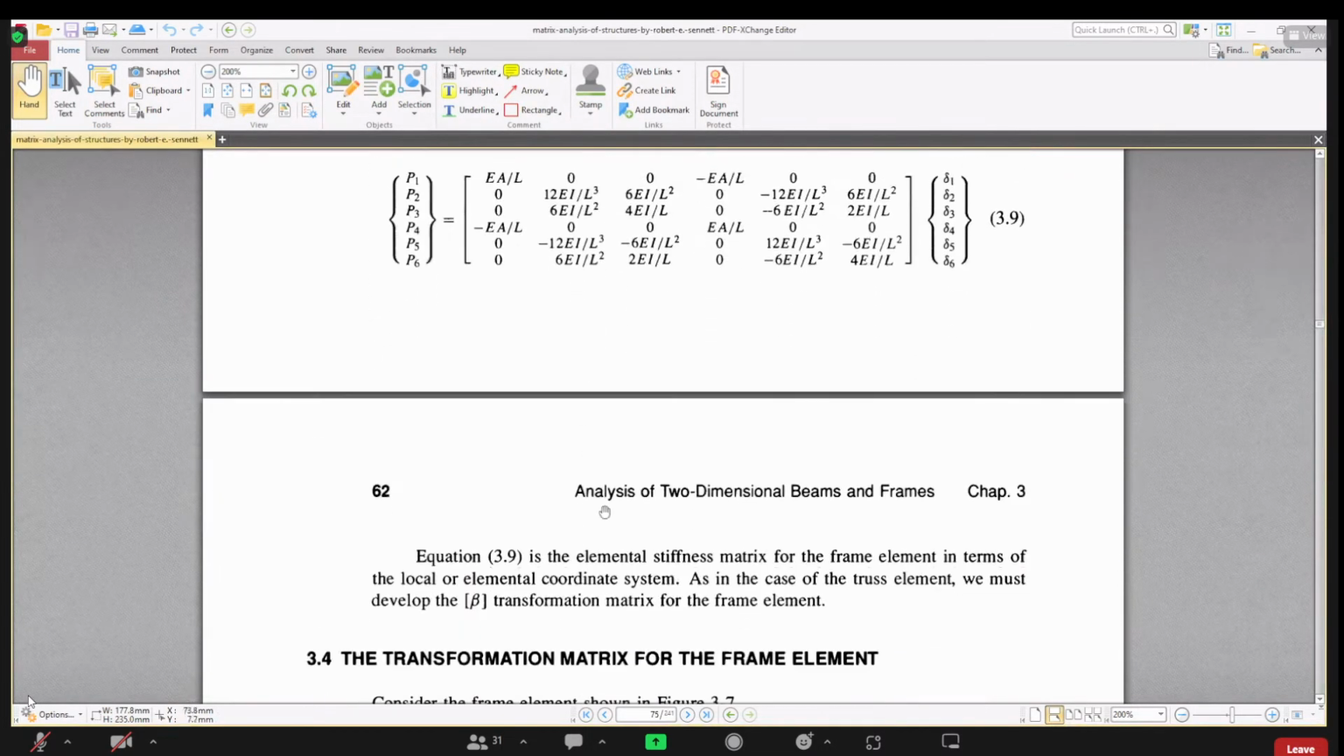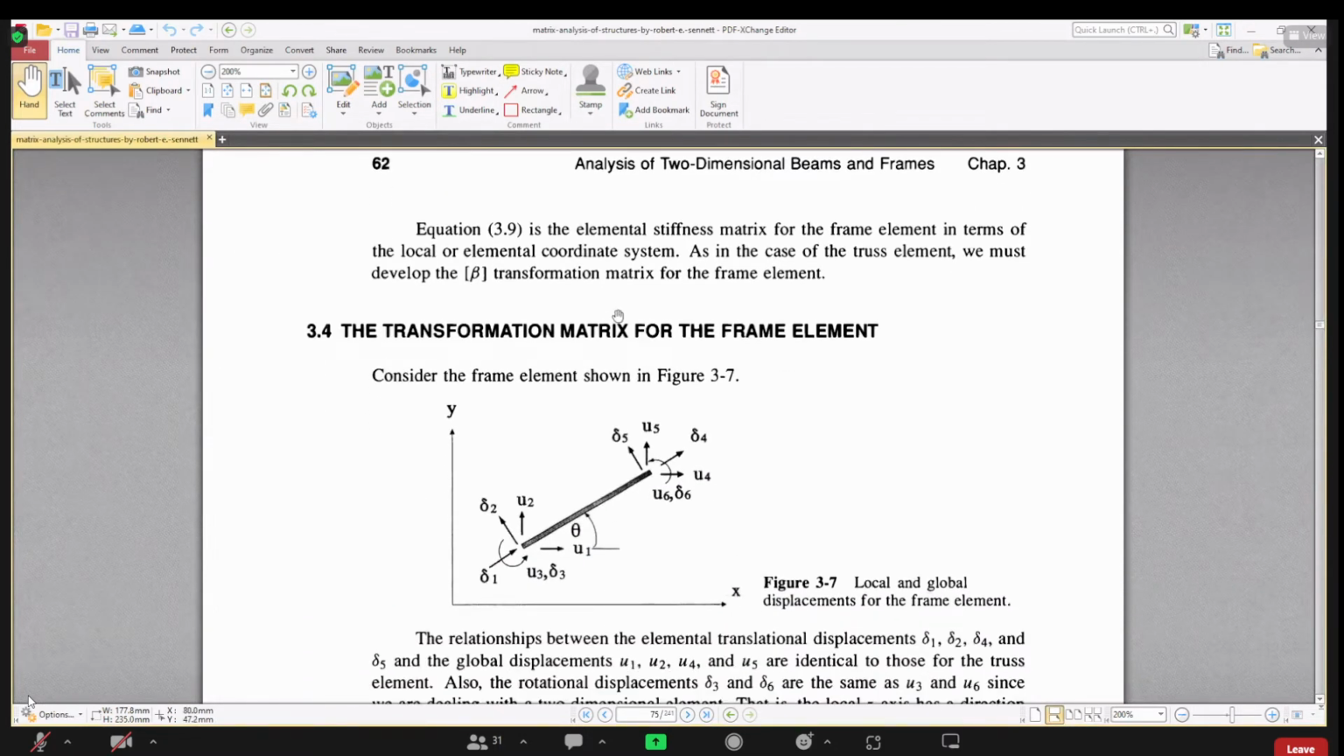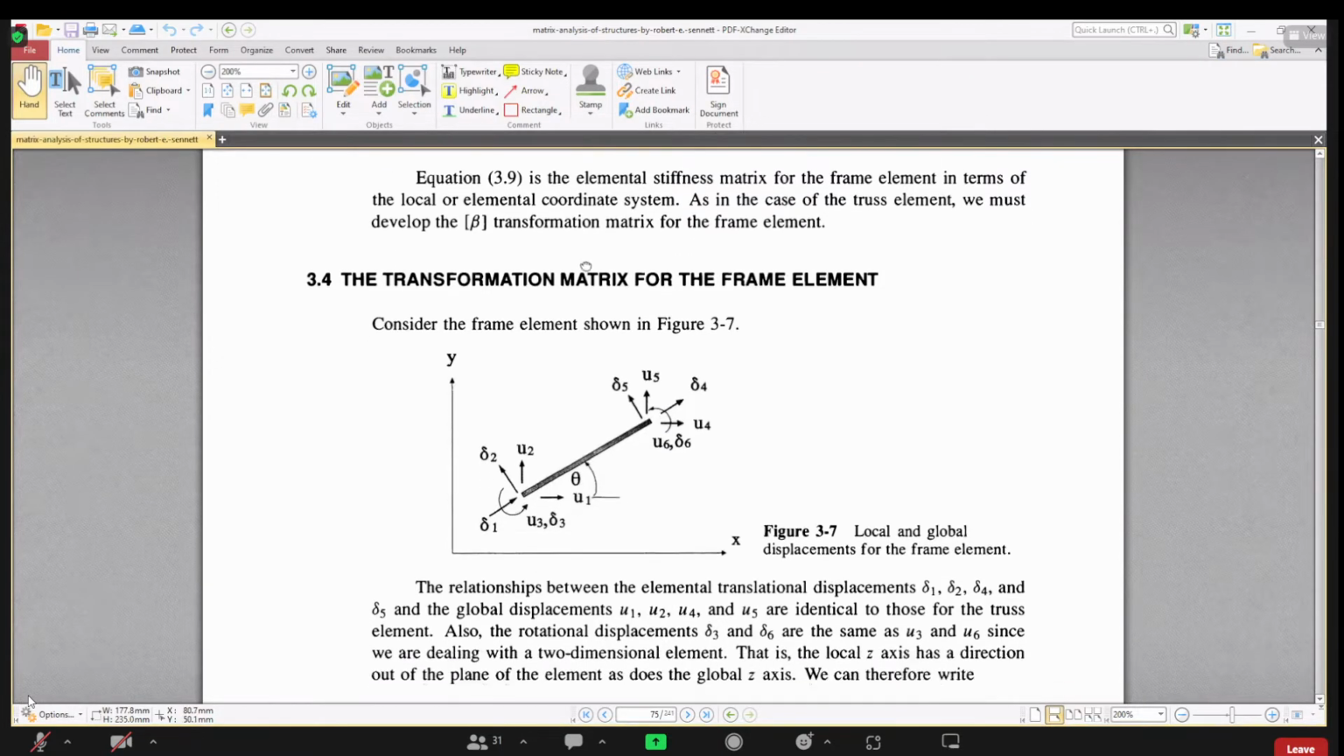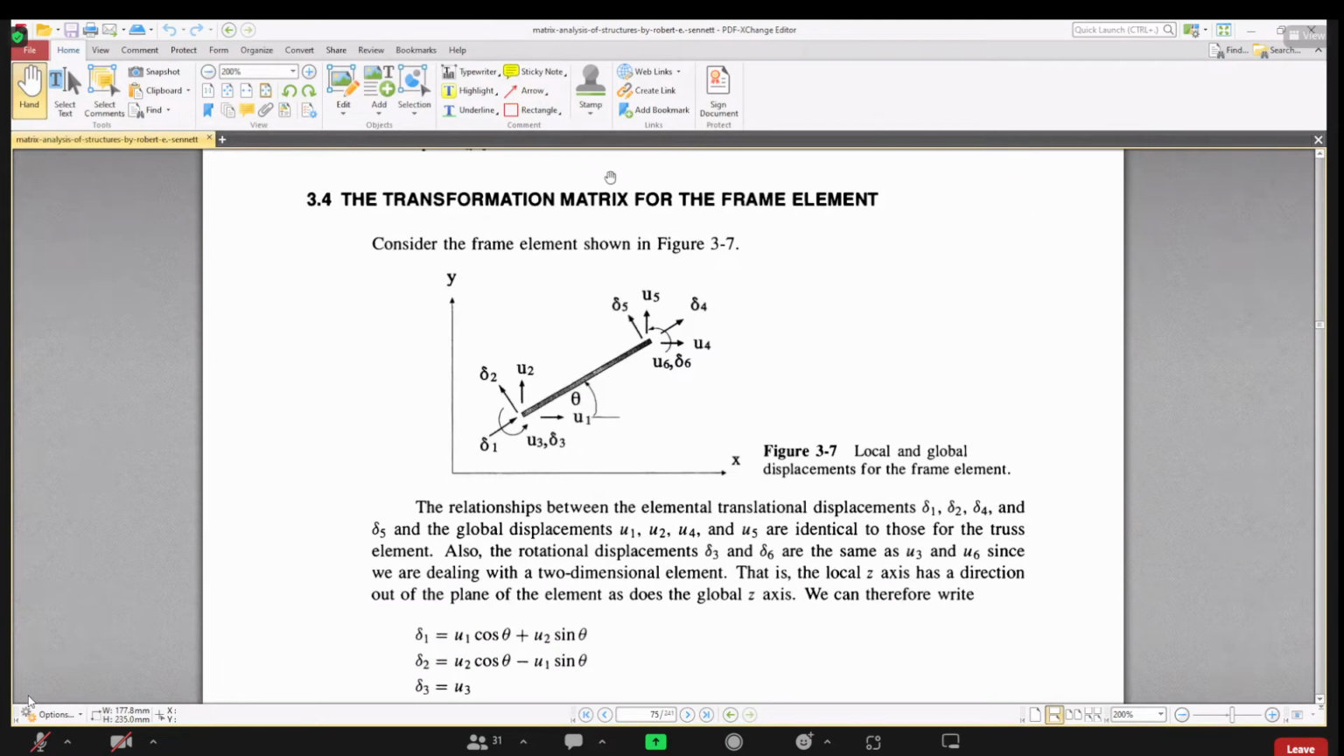For the frame element, there is a possibility that its members are not aligned. In fact, in most cases the members of a frame are not aligned. So just like what we did for trusses, we have what we call a transformation matrix, the beta matrix. For frames, we expect the beta matrix to be 6 by 6 as well, because the stiffness matrix is 6 by 6.